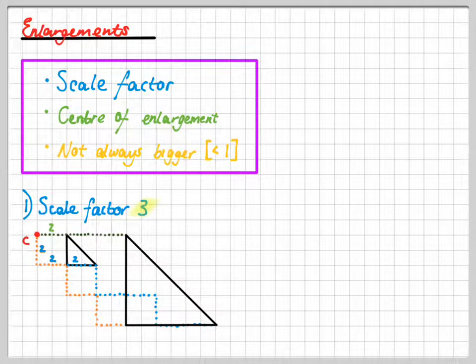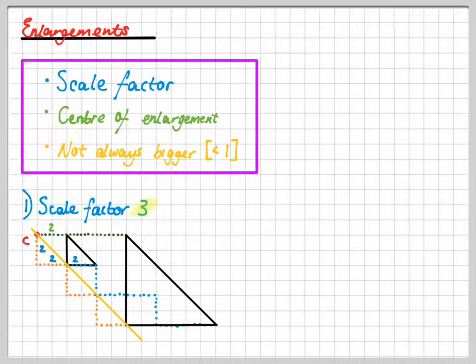If you draw a straight line that runs through the center of enlargement and any point on the original triangle, you should find that your new shape, the one you've enlarged to, so the bigger triangle in this question, that corresponding point should lie on the same line. So you'll notice I draw a straight line. The bottom left-hand corner of the little triangle is on the line, and the bottom left-hand corner of the big triangle is on the line. So I have done this question correctly.